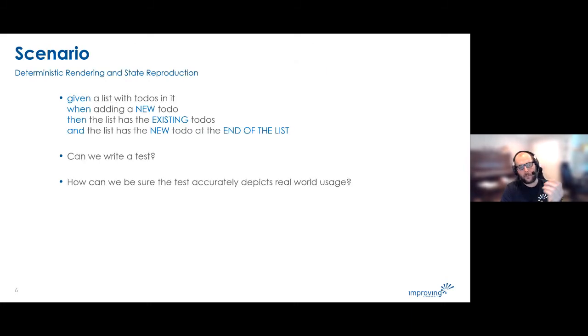So let's talk about why these are important. Let's say we have a test that looks like this: given a list with to-dos in it, when adding a new to-do, then the list has the existing to-dos and the list has a new to-do at the end of the list. Can we write a test? Yes, it's beautiful, right? Given-when-then style unit testing makes tests pretty easy. And then how can we be sure that our test for this logic accurately represents our real world usage? The answer comes down to, we need to separate it. We need to be able to test this code and trust that this code works. And then we need to render that and trust that if the data is there, it will render correctly.